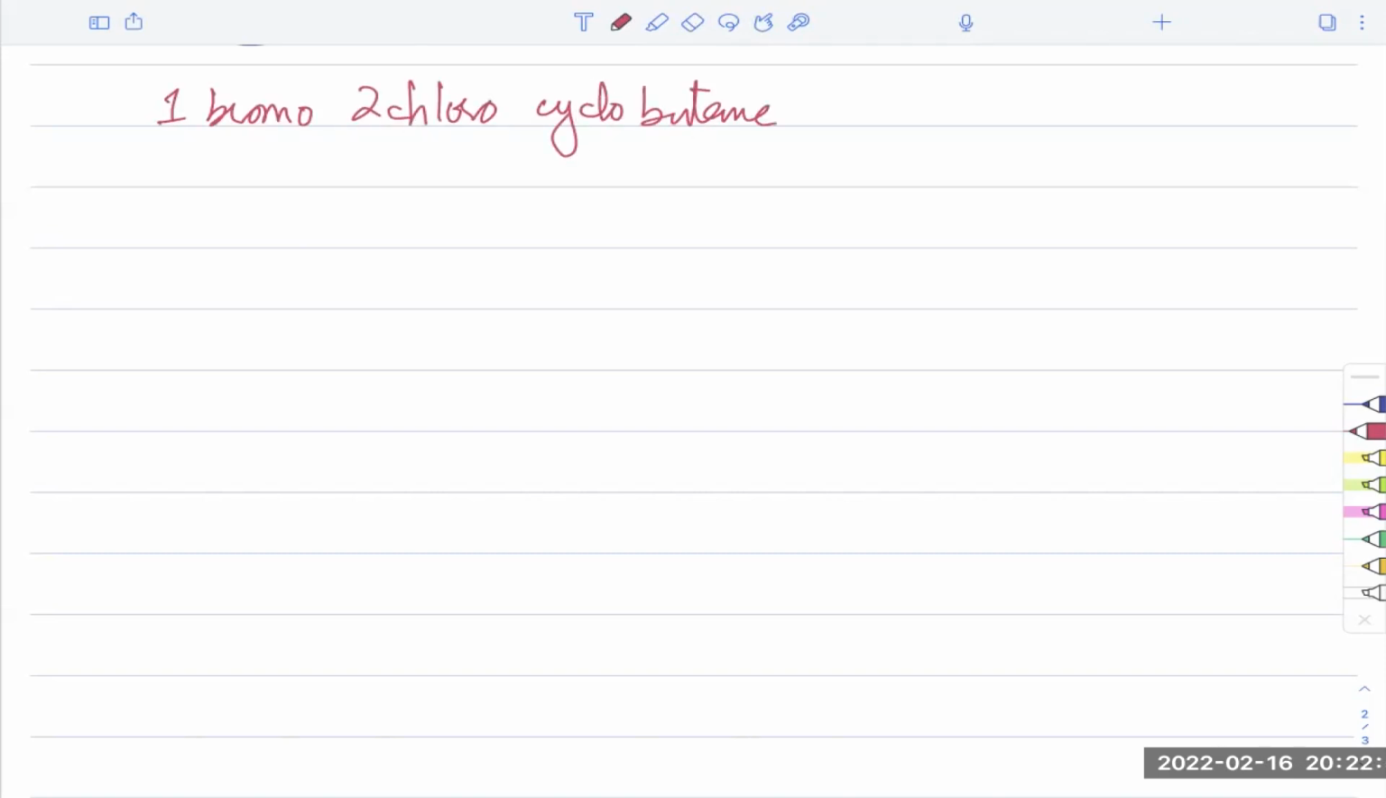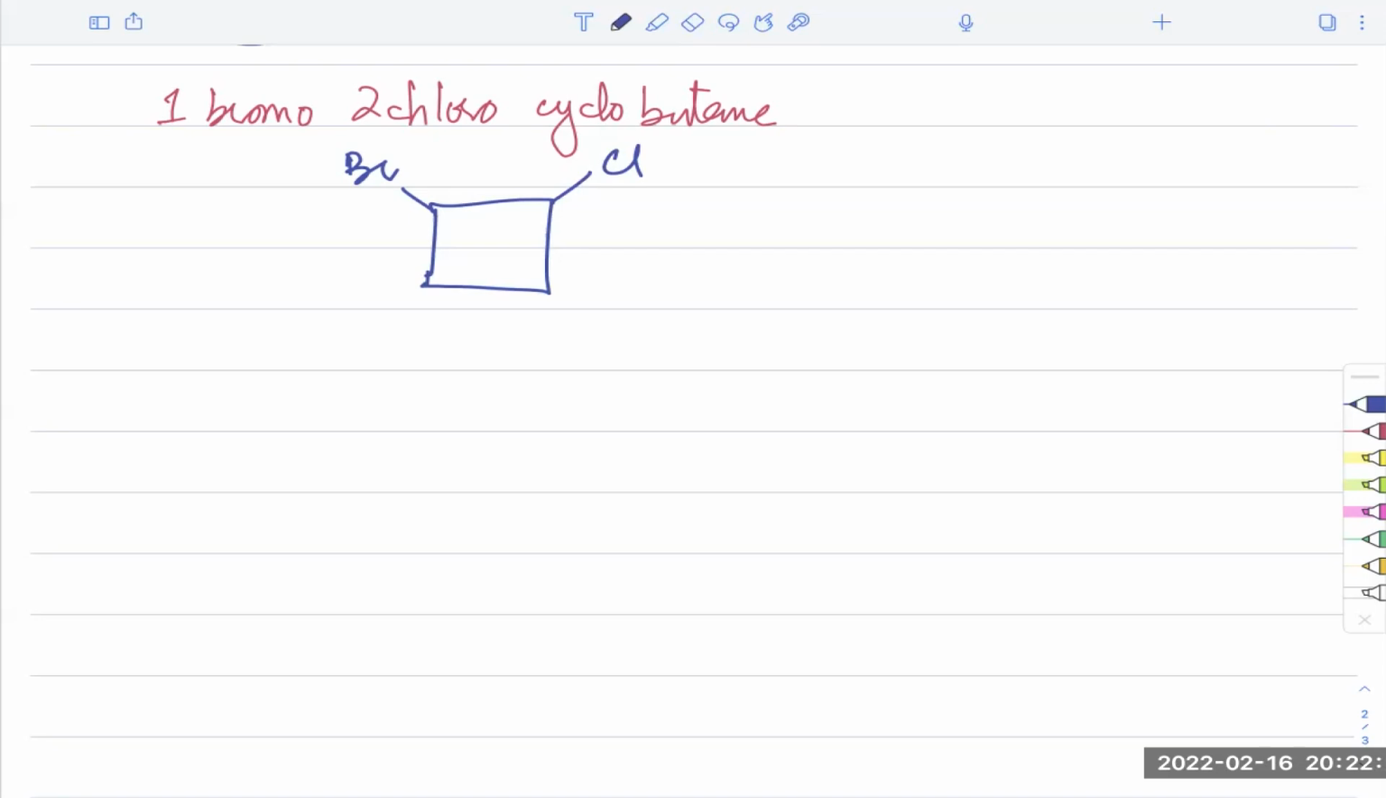Now, this is an interesting kind of cis trans isomerism because it's not going to happen on a double bond. It's going to happen on a single bond. So, what is cyclobutane? Cyclobutane is basically four carbons in a cycle. And the first one over here has bromo, and the second one has chloro. All right. So, how will this show cis trans isomerism?